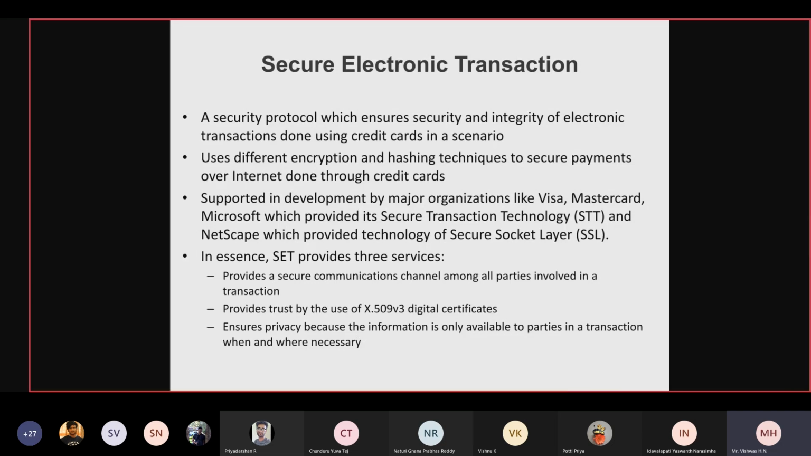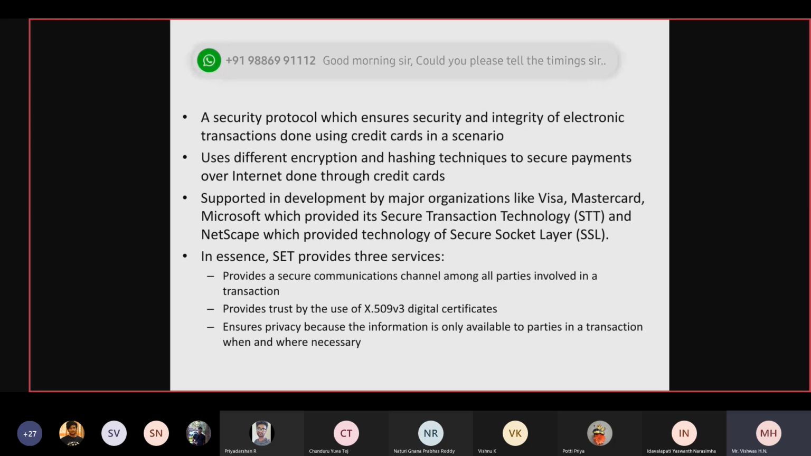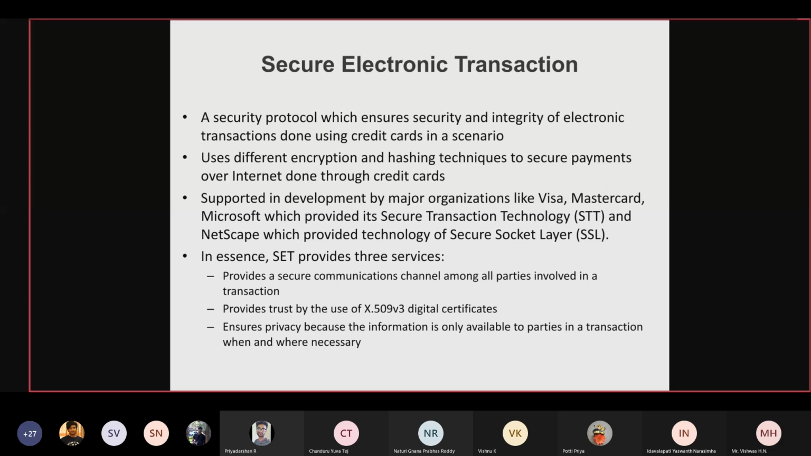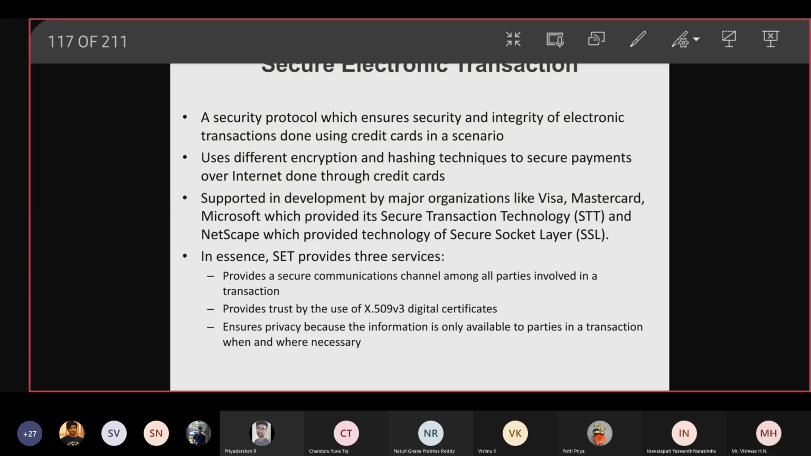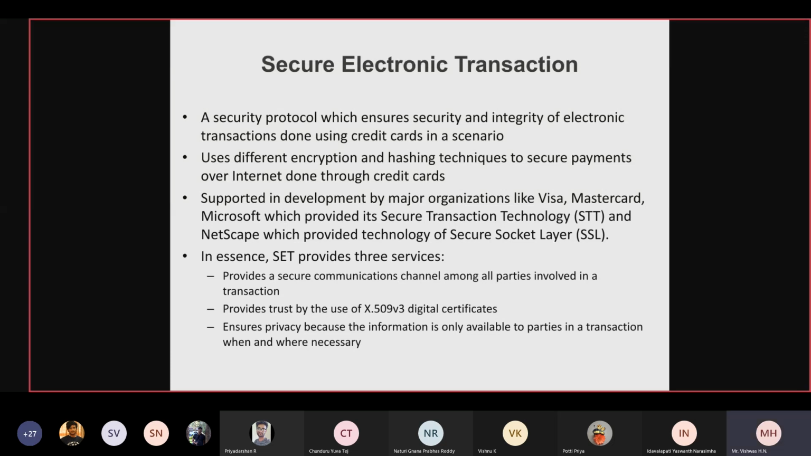So what are the three services provided by SET, that is secure electronic transaction? First, it provides a secure communication channel among all parties involved in the transaction. So who are all the parties, students, involved in this transaction? When you are buying something through e-commerce, who are all the parties involved in the transaction? Can anyone tell me? Just a guess. We are going to study it in the next slide itself.